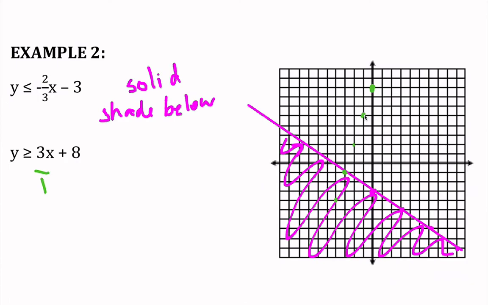Okay, once you have your points drawn, we have to decide whether I should use a solid or a dotted. So I look at my symbol. I see the solid line underneath, so I'm going to use a solid line. So use your straight edge and draw a solid line that goes through those points.